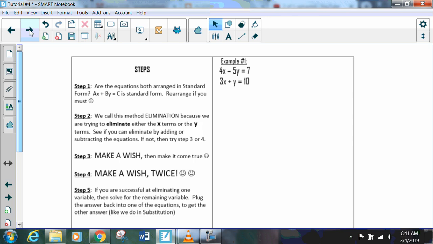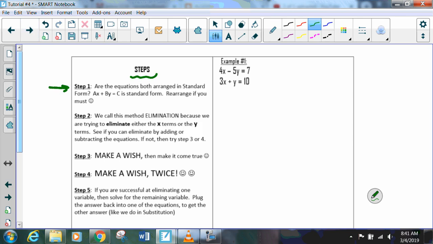If we were to add or subtract this system of equations that we're given, it's like, ooh, nothing's going to cancel out. So once again, we still have the same steps that we were doing before, but we're going to add some new steps to it. We still have step 1. We need both equations to be in standard form. So that's true. Step 1's good to go.